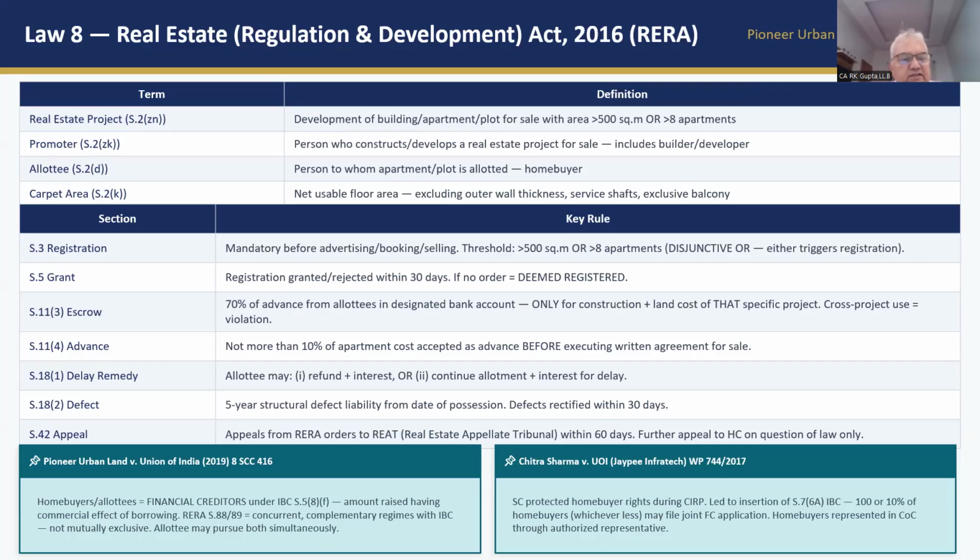Section 3 mandates registration. So registration is mandatory before you release any advertisement or if you start any booking or selling. So the threshold is more than 500 square meter or more than 8 apartments, and it is disjunctive. So either one triggers registration, right? Whether it is 500 square meters or more than 8 apartments, the registration threshold is triggered.